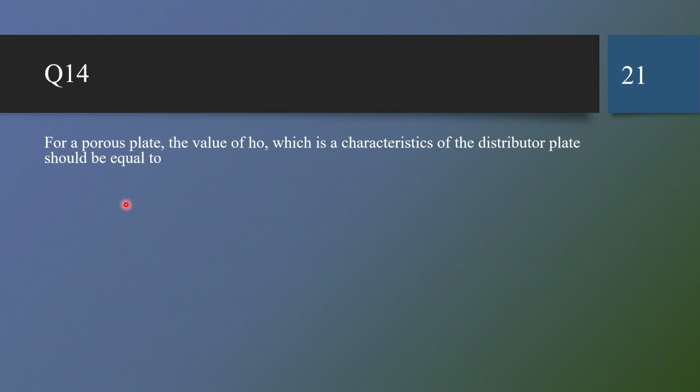For the porous plate, the value of H naught, which is a characteristic of the distributor plate, should be equal to: H naught is equal to 0.5, H naught is equal to 1, H naught is equal to 1.5, H naught is equal to 0. So the answer is, for the porous plate, H naught should be equal to 0. It should not be equal to 0.5, 1 or 1.5. Rather, H naught should be equal to 0.